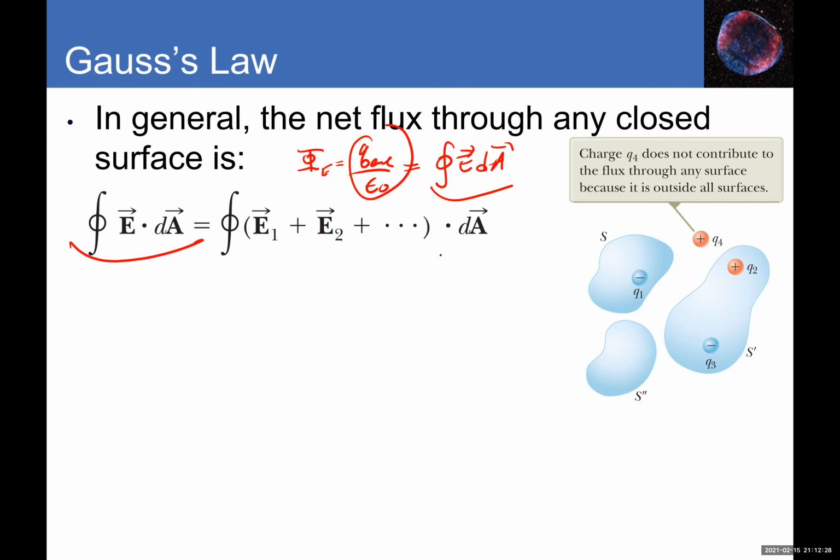Okay, so let's assume that, for example, we have four charges: Q1, Q2, Q3, Q4 over here. And then we have different surfaces.